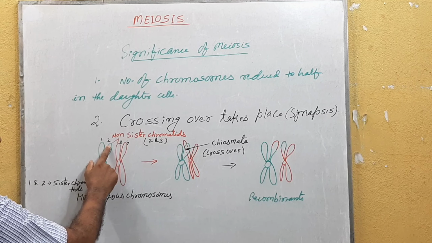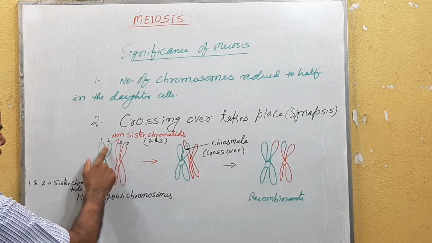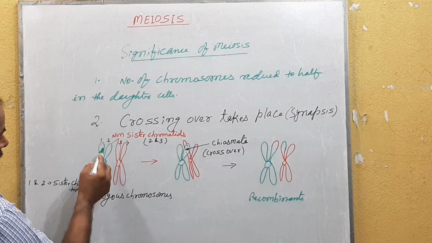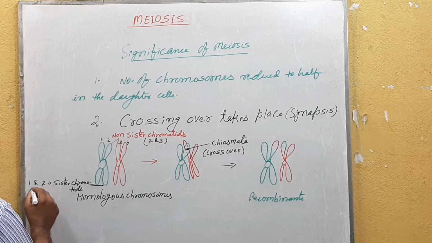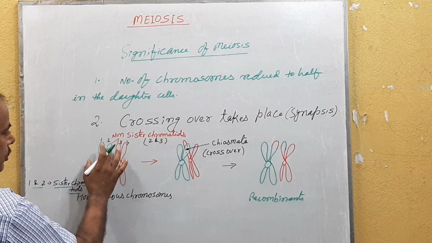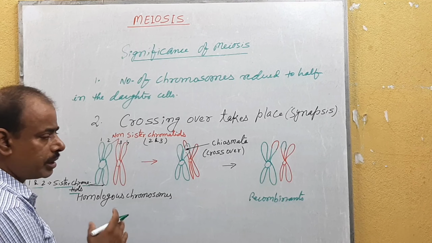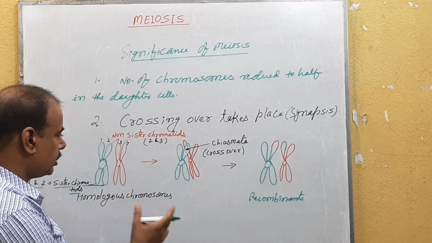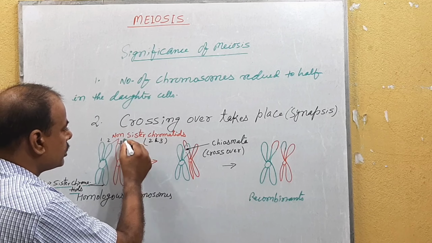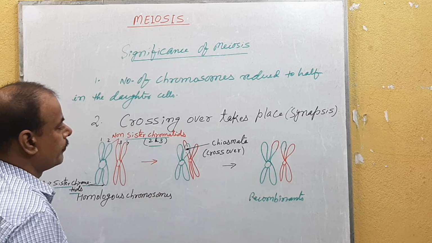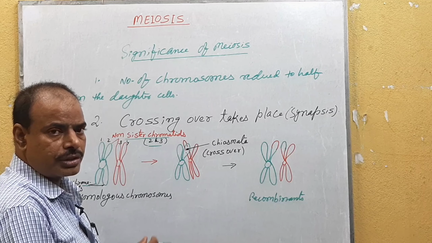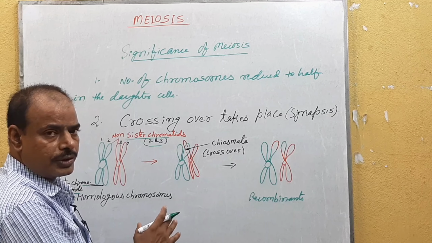Here 1, 2, these are the two chromatids of the same chromosome, and therefore these are known as sister chromatids. Whereas 2 and 3, these are the chromatids of different chromosomes, and therefore these two are known as non-sister chromatids. So crossing over takes place between two non-sister chromatids of a homologous pair of chromosomes.